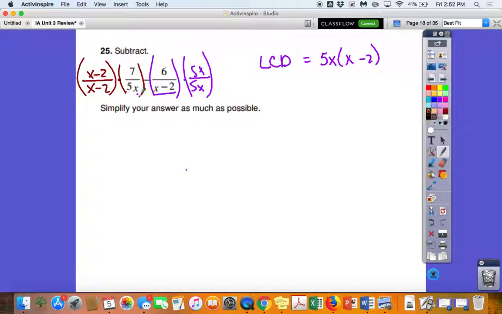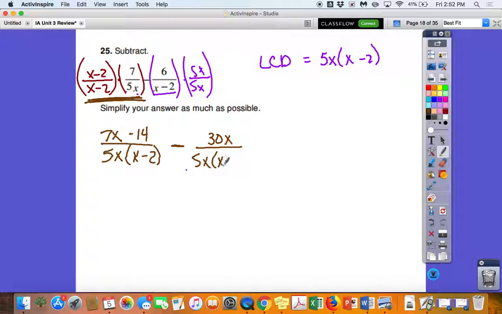Okay, so for the first term, all of this stuff, multiply the top. So 7 times x is 7x, 7 times negative 2 is negative 14. Okay, in the bottom, don't multiply it out, just leave it. Bring down your minus. And then in the top, you're doing 6 times 5x is 30x. And once again, in the bottom, don't multiply it out, just leave it there. So hopefully you're seeing it. Now we forced them to be the same. We got 5x and we got x minus 2.